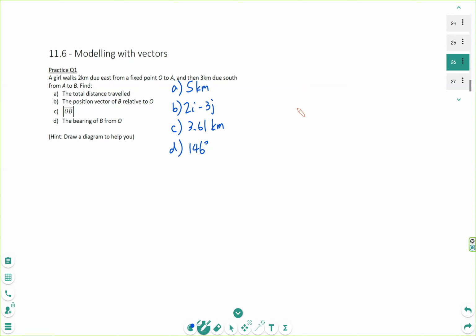Okay. Question eight: the girl walks 2 kilometers due east from a fixed point, O to A. Next, she then walks 3 kilometers south. So in here, that's A to B, 3 kilometers. Okay. Find the total distance traveled. Well, she walked 2 to the A and 3 to the B. Obviously, 2 plus 3 is 5. Part A done. Okay. Part B, find the position vector of B relative to O. So we'll find OB.